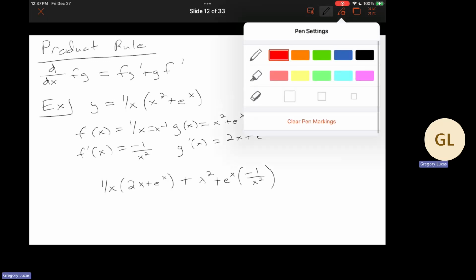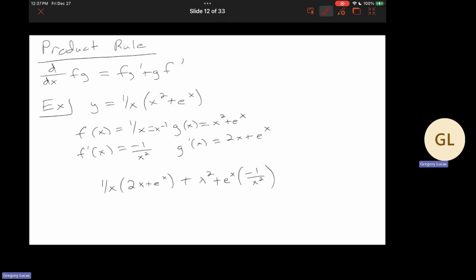So, just to highlight it, we have 1 over x, which was our f of x, so this is f times g prime, plus x squared plus e to the x was g, and this was f prime. So we had g times f prime and f times g prime. It doesn't matter the order you do them since we're adding them, as long as you have f times g prime and g times f prime.